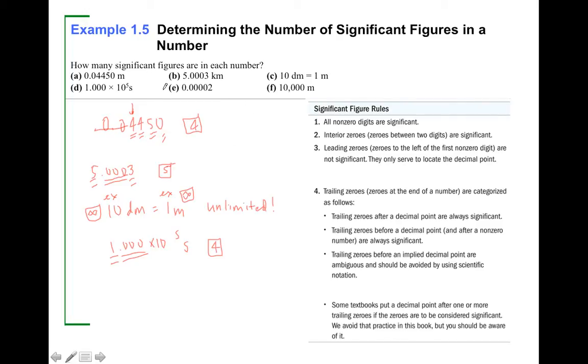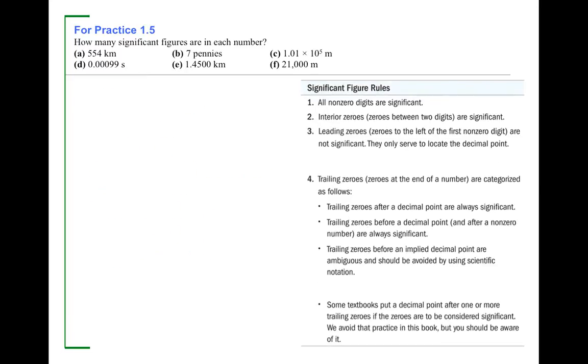Okay, I'm going to leave the last 2 for you to do on your own. The next one, practice example 1.5, is more practice problems. I'm going to let you do those on your own. I still pasted the rules here from page 21, but you should do those on your own, and we'll discuss the answers in class if you've got questions about those.